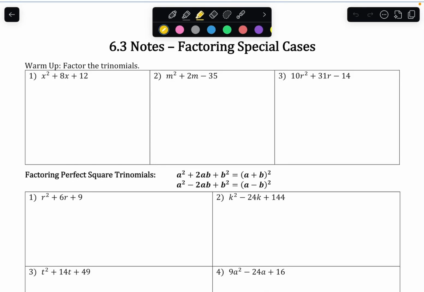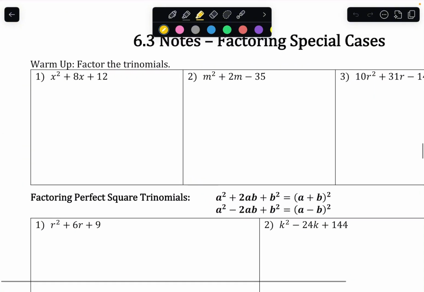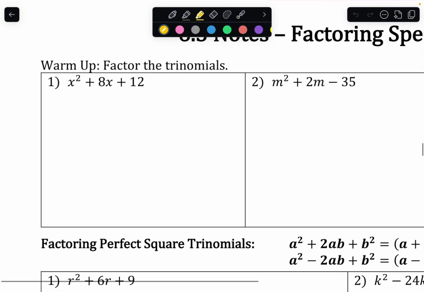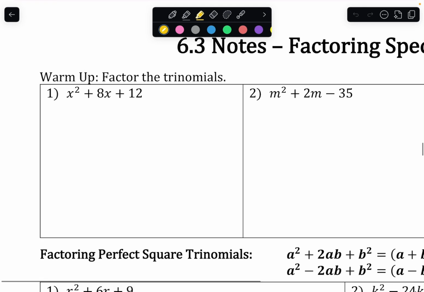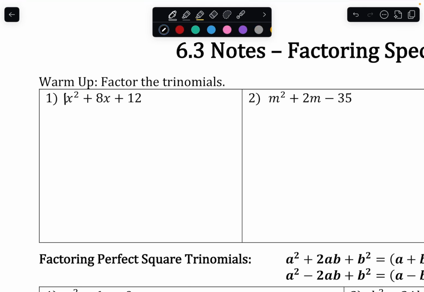All right, in this lesson, we are going to talk about how to factor special cases. So this can save us a lot of time, especially when numbers get large. And so starting with a review on how to factor trinomials, whenever a is 1, so in the case of number 1 and 2, these factor very quickly.